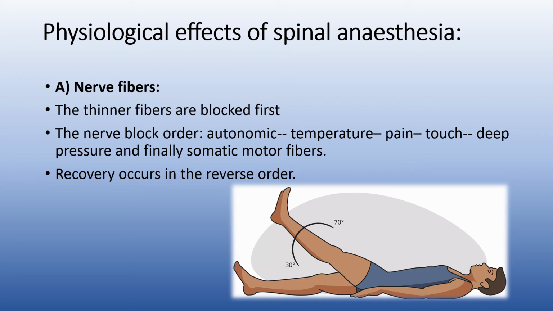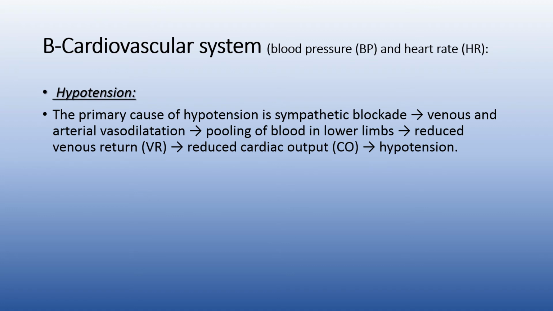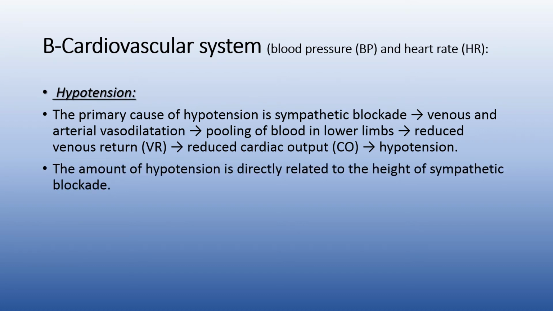Recovery occurs in the reverse order. Cardiovascular system. Hypotension occurs during spinal anesthesia. The primary cause of hypotension is sympathetic block that leads to venous and arterial vasodilatation, pooling the blood in the lower limb, which leads to reduced venous return, reduced cardiac output, and at last hypotension. The amount of hypotension is directly related to the height of the sympathetic block.